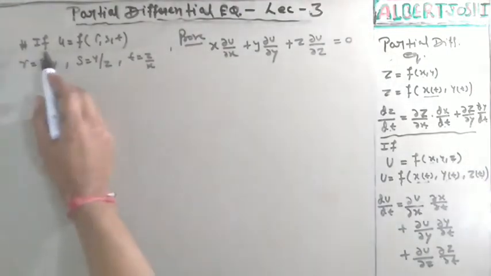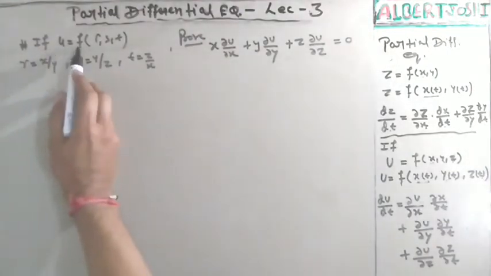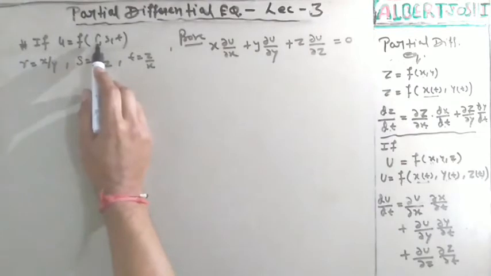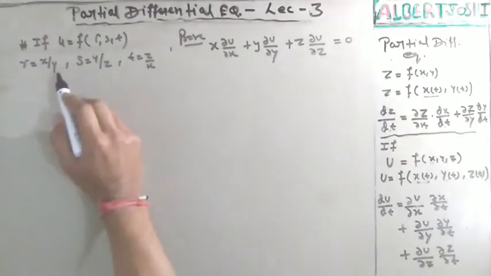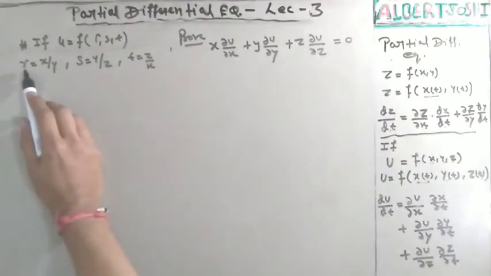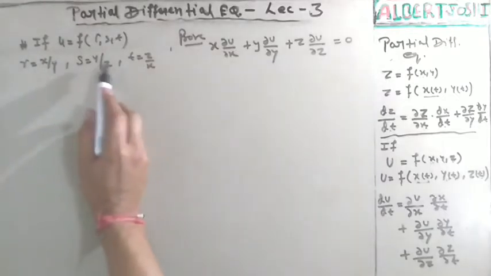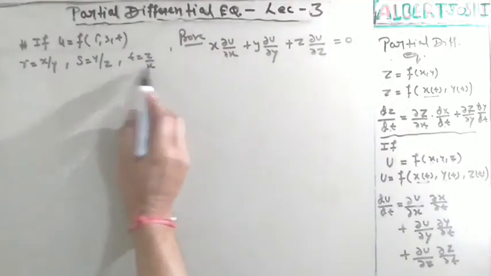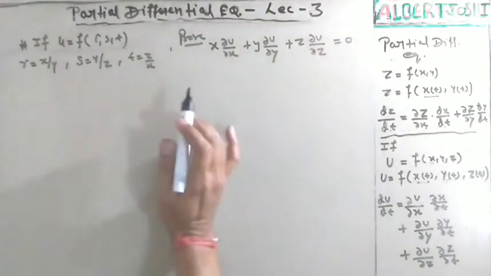Now this time they have asked you this question. If u is equal to a function of, there are a total of 3 variables r, s and t, and they have given you r is equal to x upon y, s is equal to y upon z, t is equal to z upon x. They can give you any question. Your concept must be clear.